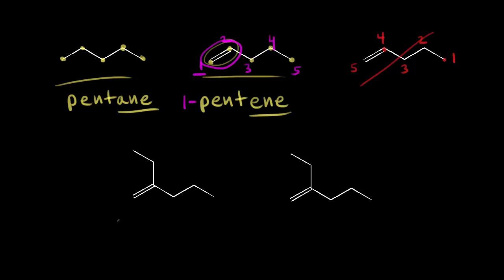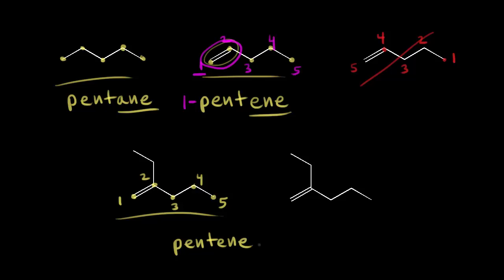Let's look at this next example here. So our goal is to find the longest carbon chain that includes the double bond, and we want to give the double bond the lowest number possible. So the longest carbon chain that includes the double bond, we would have to make this carbon 1. And this would be carbon 2. This would be carbon 3, this is 4, and this is 5. So a 5 carbon alkene would be pentene. You could put the 1 in there, or you could leave it off.